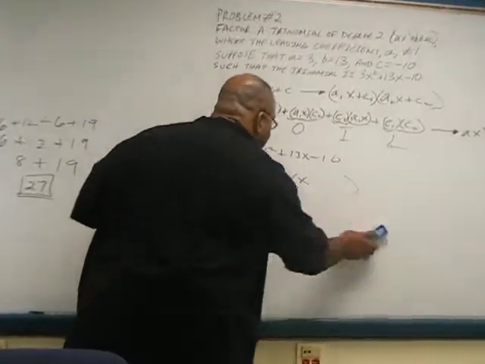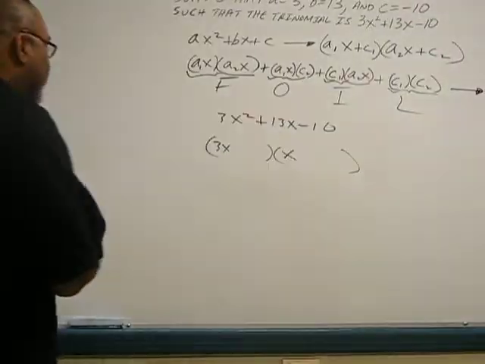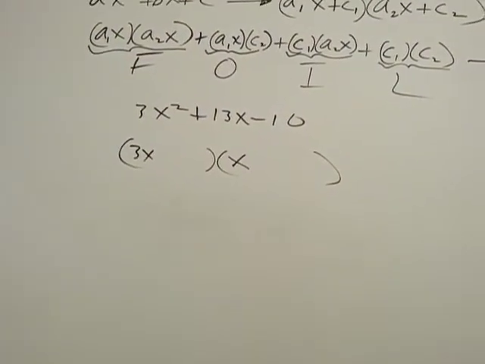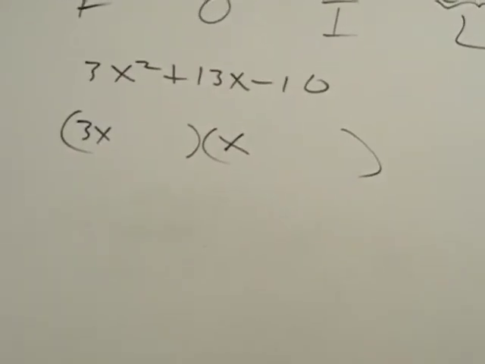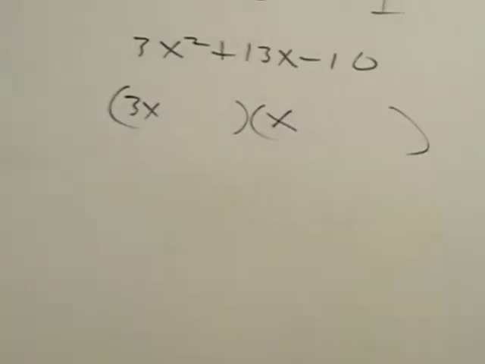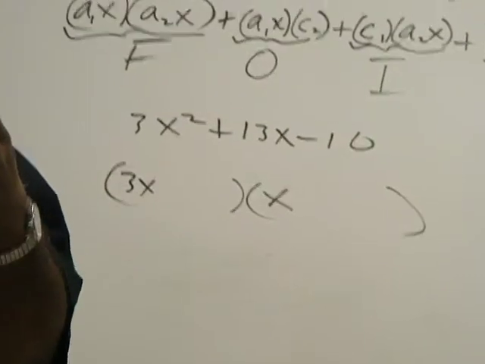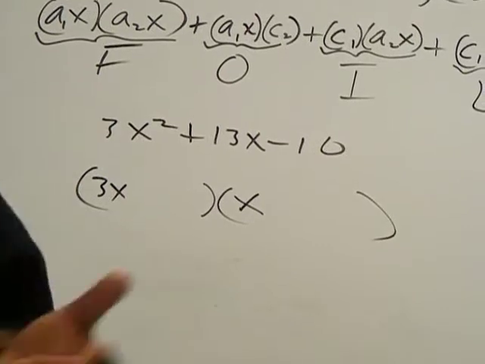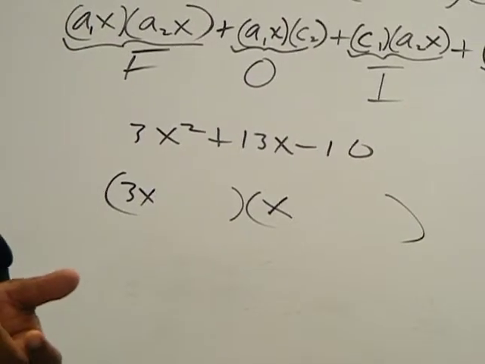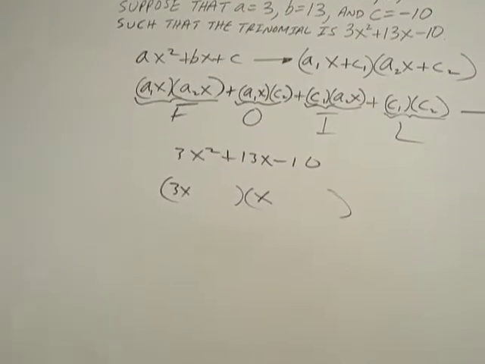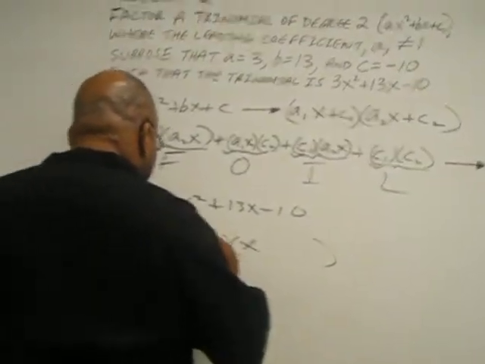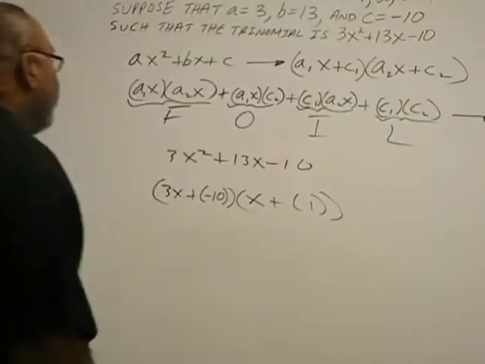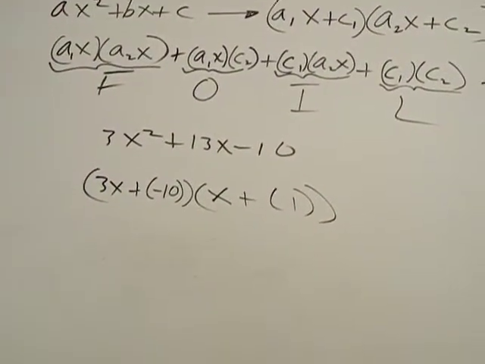Okay, so let's go with the original sequence. So we have 3x and x. Now we need to find a couple of numbers that multiply together to give you -10, so we can put those in our format and see what happens. Okay, so let's try -10 and 1. Okay, and then see what happens when we multiply those.